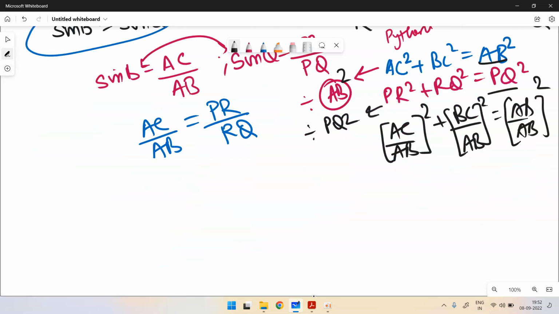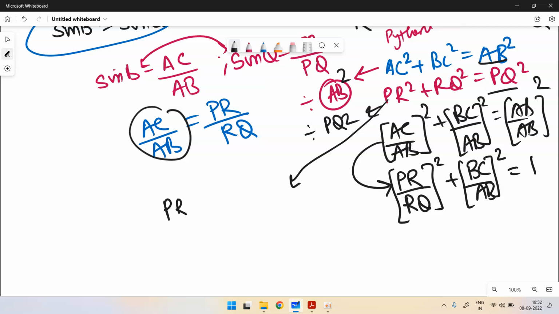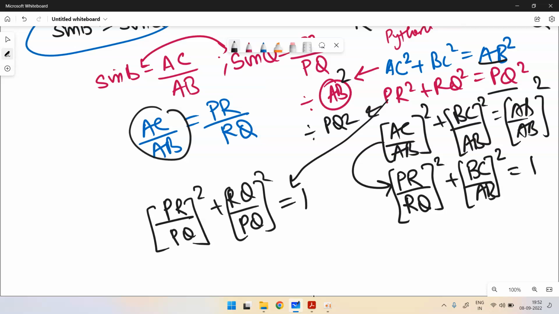Now from here you know that AC by AB is PR by PQ, and I can replace this by PR by PQ whole square plus BC by AB whole square, which equals 1. And from here, if I write this equation, that is PR by PQ whole square plus RQ by PQ whole square equals 1, that is PQ by PQ square is 1.